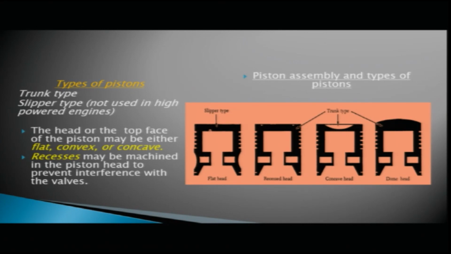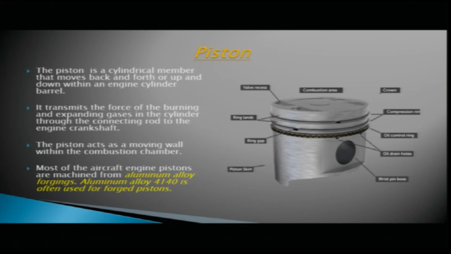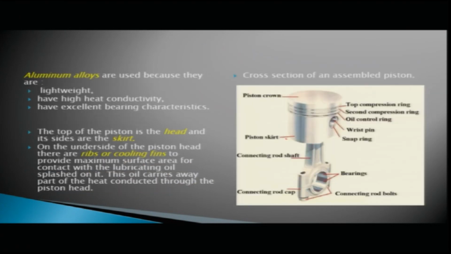On top of the pistons you have recesses machined to prevent interference with the valves. We will study about the valves and the valve operating mechanism. The recesses are machined on the piston heads to prevent interference with the valves. Here you can see these are your recesses. So, the valve recesses are provided on the top of the piston so that they do not interfere with the valves. We will study about the valves and the valve operating mechanism in the further slides.